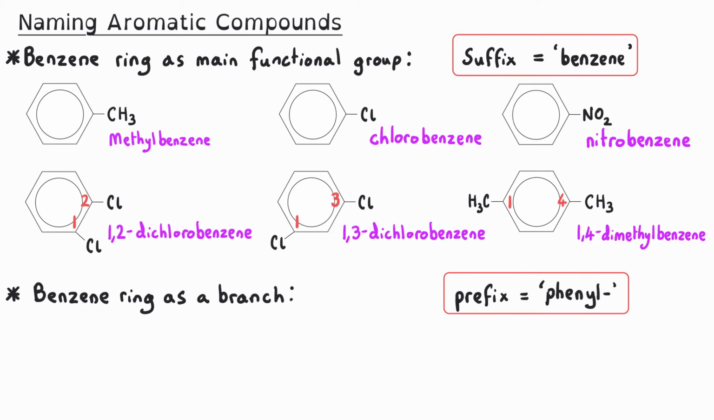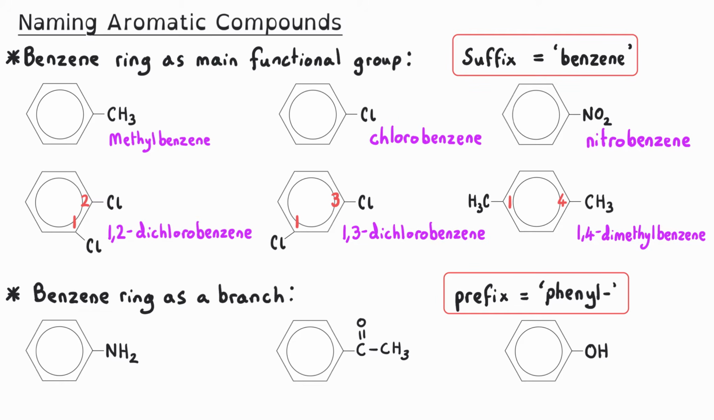Then the second thing that we need to consider is when the benzene ring is a secondary functional group. In other words, one of the groups attached to the benzene ring has a higher priority. 3 common examples that you will encounter are, first of all, when we have an amine functional group attached to the benzene. Here the amine has the higher priority, so the suffix amine will be used. But we need to acknowledge the benzene branch attached to the amine, and so we use the prefix phenyl. And so this is referred to as phenylamine.